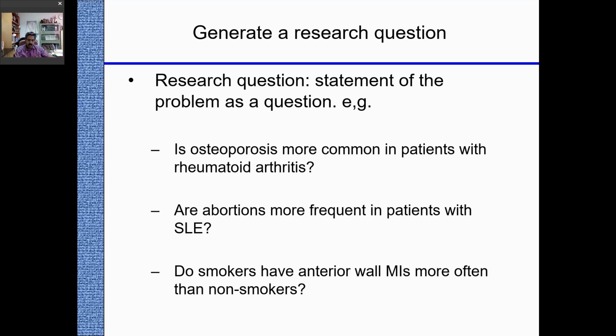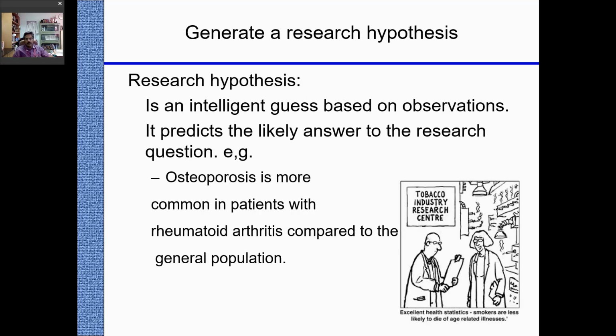These are examples for research questions, which have to be followed by a research hypothesis. A research hypothesis is basically an intelligent guess based on observations. It predicts the likely answer to the research question. As I said, likely, an intelligent guess.